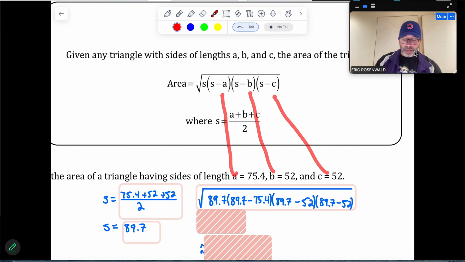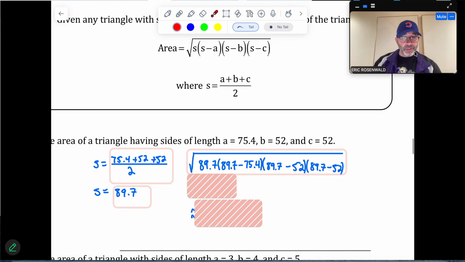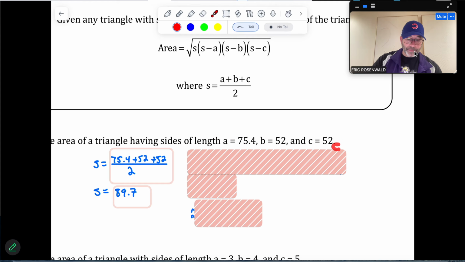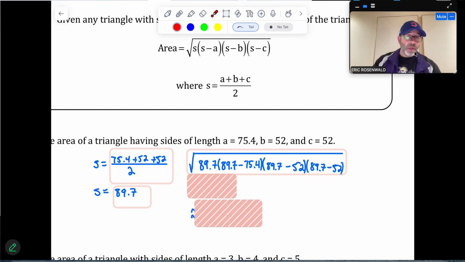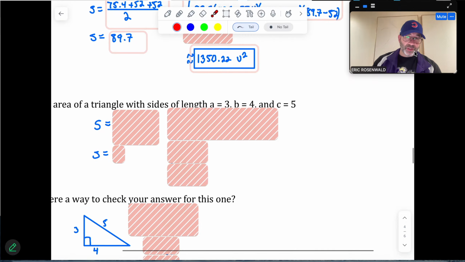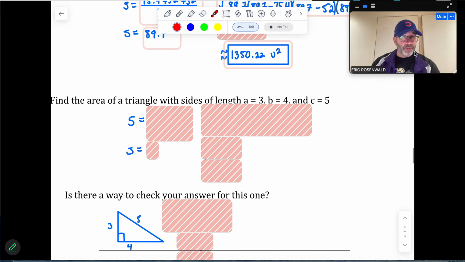So what does that look like? We have the square root of 89.7, that's my S value. Then we have S minus A, then we have S minus B, and then we have S minus C. Okay? And you just take the square root of the whole thing, and believe it or not, that is your area. Now, how do I know that this is true? Well, let's do one more, and then I'm going to prove it to you, okay?